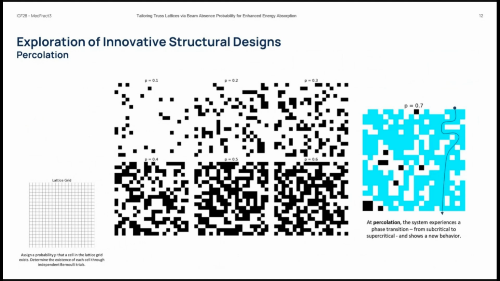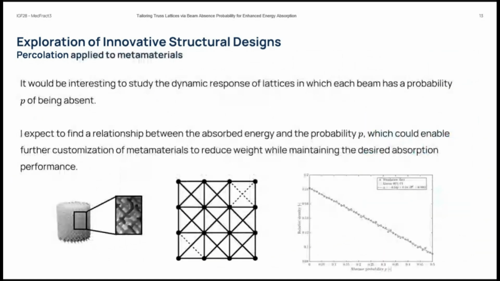So I wanted to use this to design new lattices to understand how this probability P affects the mechanical performance of the lattices. So instead of creating material, we will remove material from the lattice. So we will start from a fully connected lattice. This is a 2D example that's easier to see. So imagine these dashed lines are now solid lines. We have the full lattice.